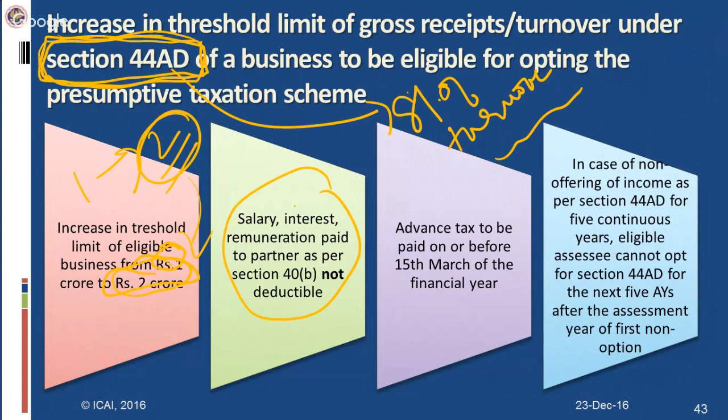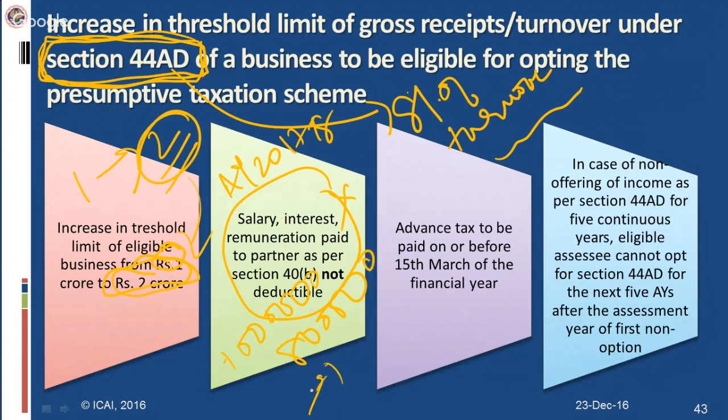Of course, when you opt for presumptive taxation, no deduction in respect of any expenditure is allowed under sections 30 to 36. But salary, interest or remuneration paid to a partner, as per section 40B, was so far allowable up to assessment year 16-17. That was allowable as a deduction even though you're computing your income on a presumptive basis. From this year, from assessment year 17-18, this is not allowable. Even if your turnover is say 1 crore and 8% of it comes to 8 lakh, you will not get any deduction in respect of salary, interest and remuneration.